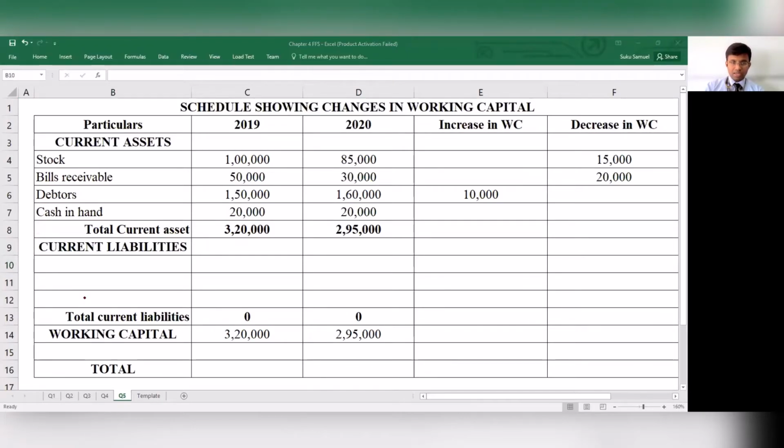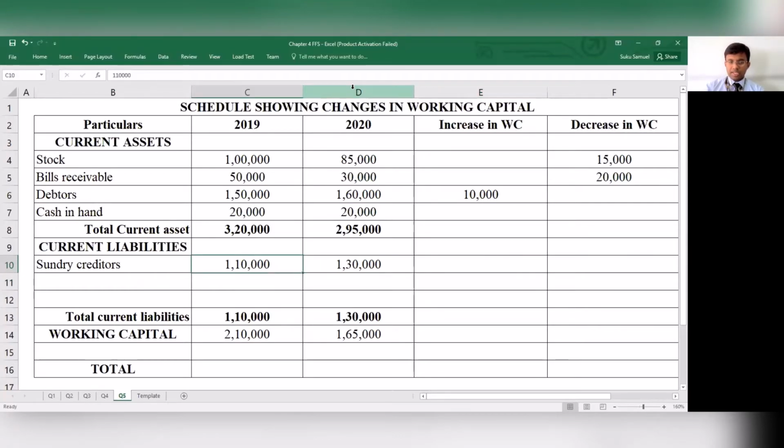Now let's move on to the current liabilities. What are the current liabilities that we have? Like I told you earlier, provision for taxation is not being considered. Next, what we have is sundry creditors. Sundry creditors are 1,10,000 and then 1,30,000.